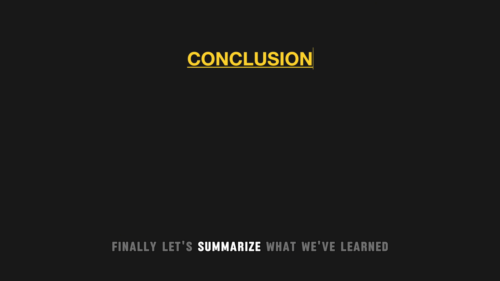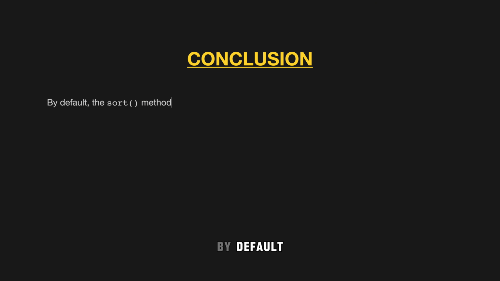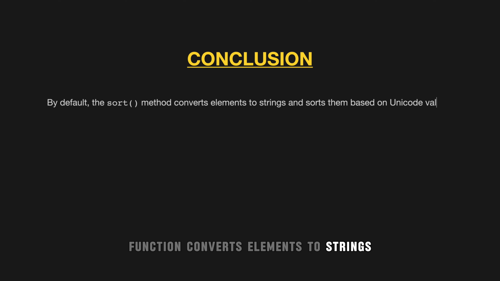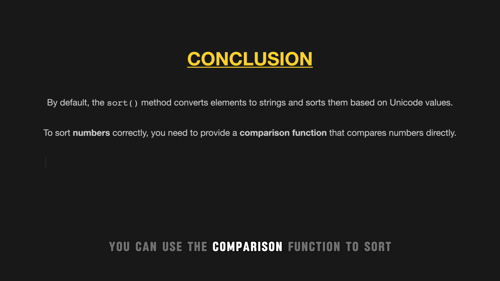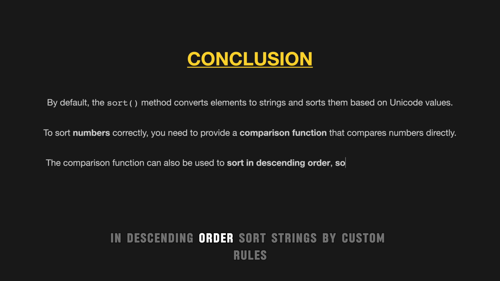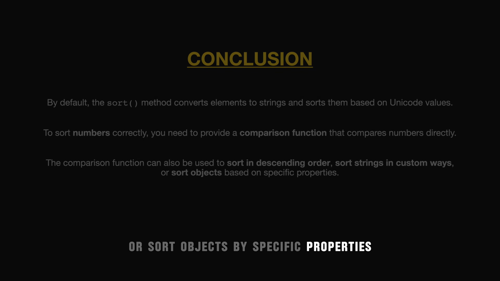Finally, let's summarize what we've learned. By default, the sort function converts elements to strings and sorts them based on Unicode values. To sort numbers correctly, you need to provide a comparison function that compares the numbers directly. You can use the comparison function to sort in descending order, sort strings by custom rules, or sort objects by specific properties.